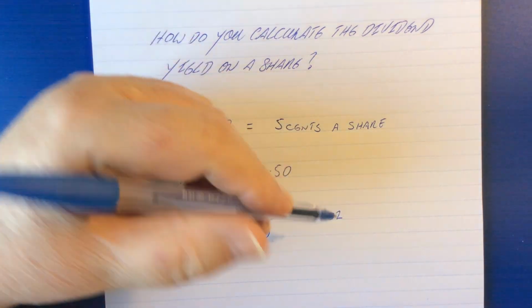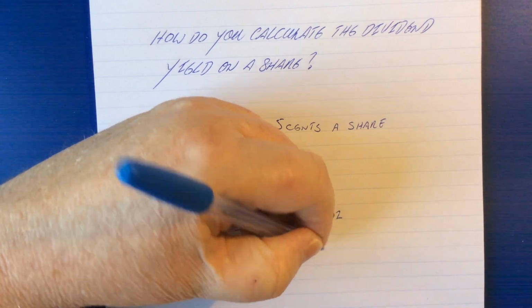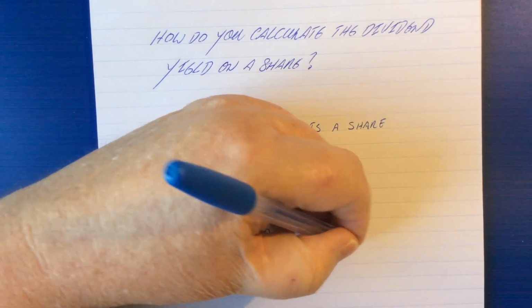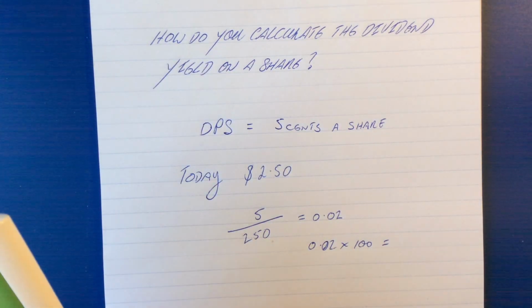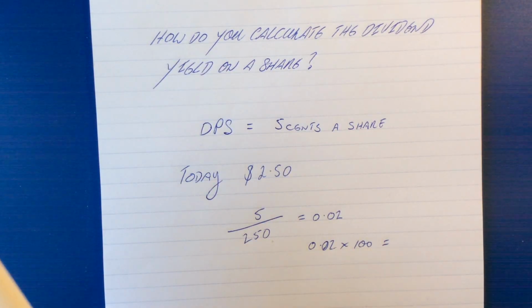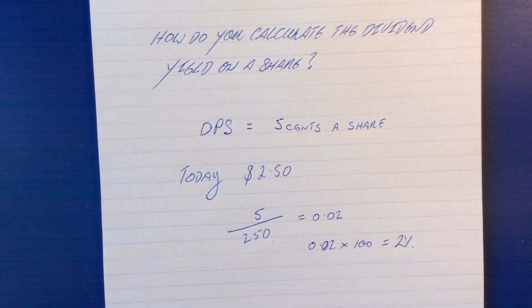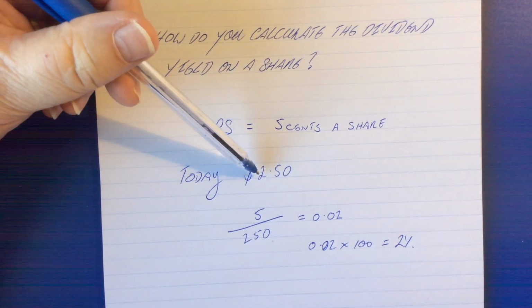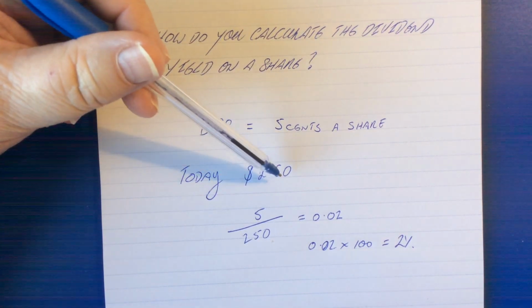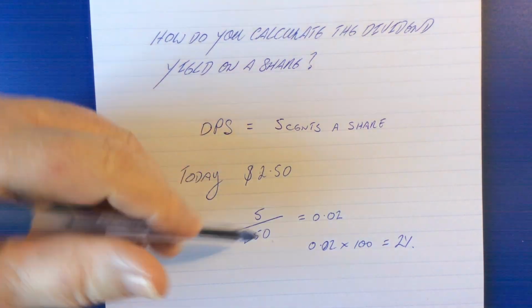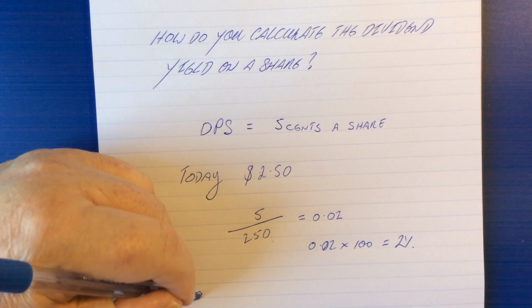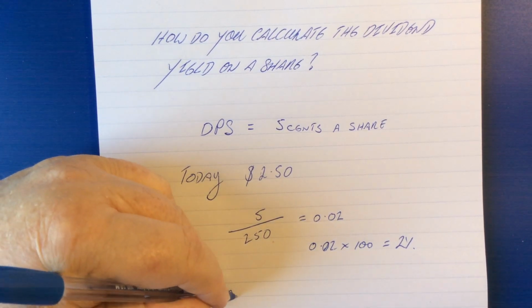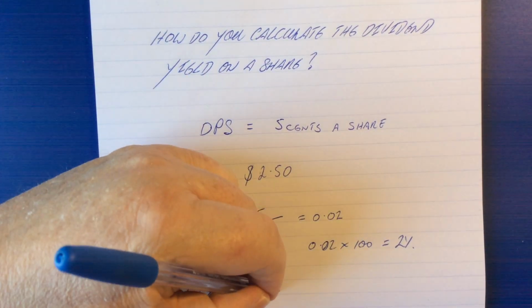Now, that doesn't really help us very much. So we need to convert that to a percentage, and we do that simply by multiplying by 100. And that gives us 2%. So the yield on this share at today's price, $2.50, is 2%. What happens if this price rises miraculously and tomorrow it is $3?